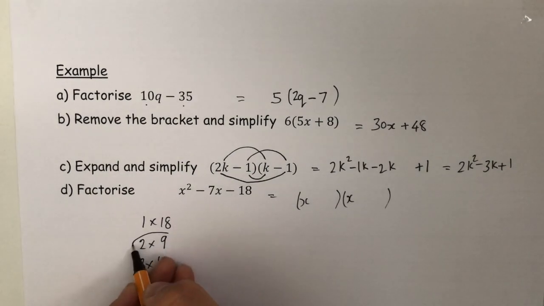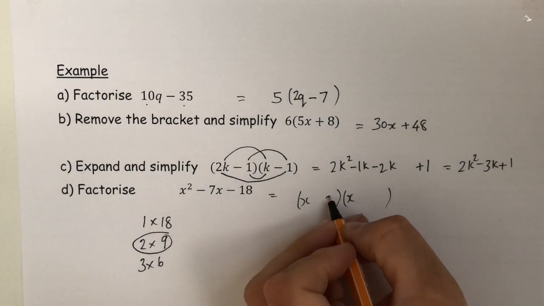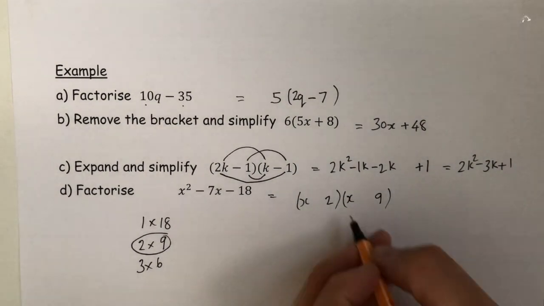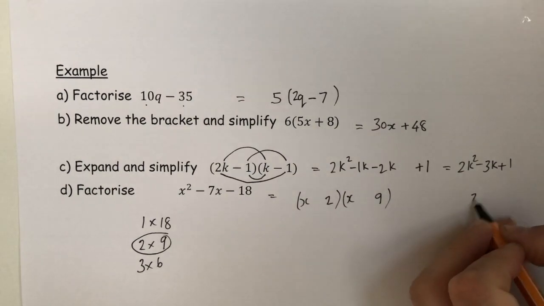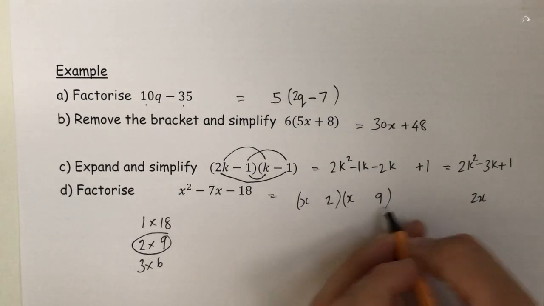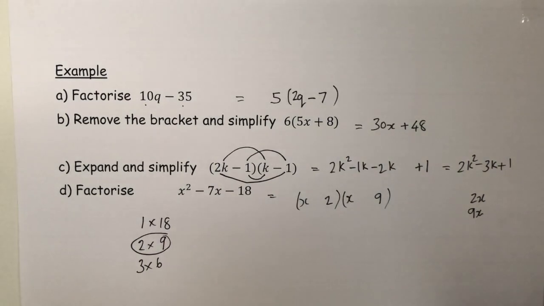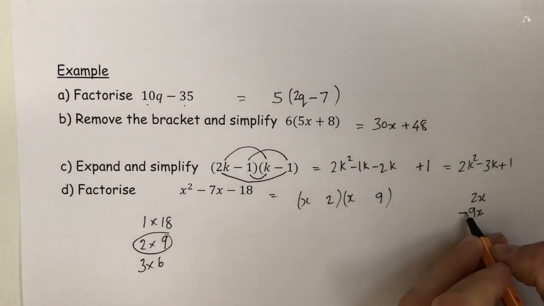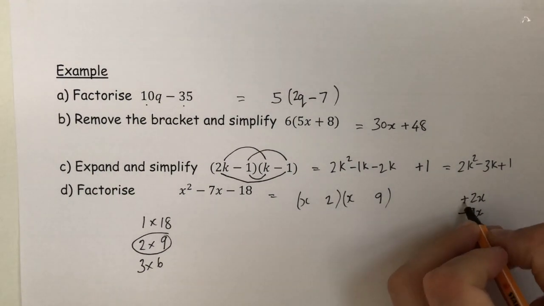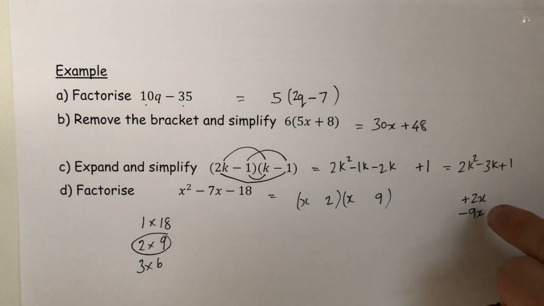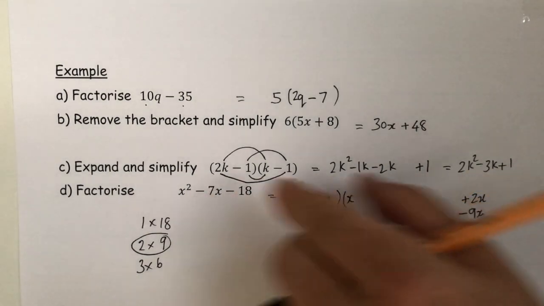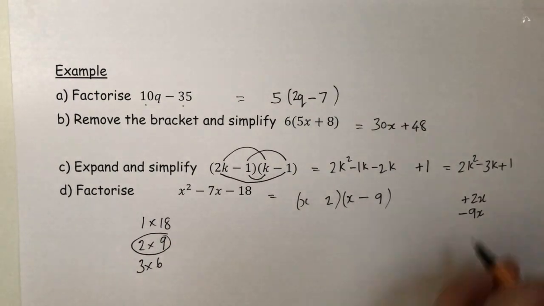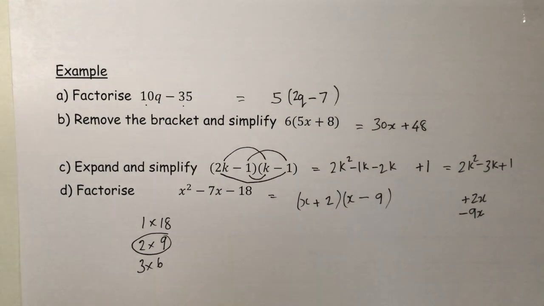Now, if I try the 2 and the 9, 2 in there and 9 in there, this one will actually work out. 2 times the x is 2x. X times the 9 is 9x. Now the number in the middle says minus 7. Now with these two quantities, I can get minus 7 as long as the 9 is a minus and I add 2. That will give us minus 7x. So this factorisation will work with those two numbers as long as the 9 is a minus and the 2 is a plus. Question finished.